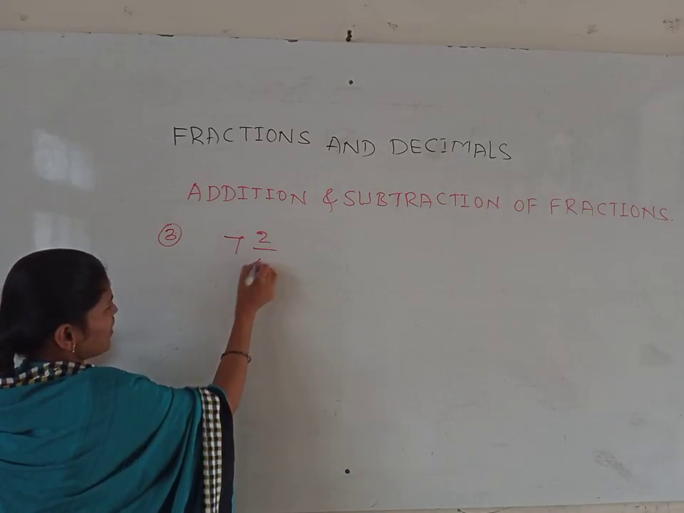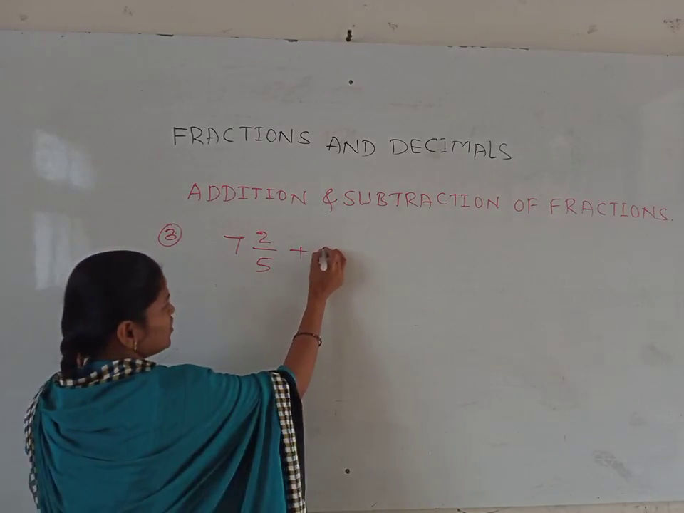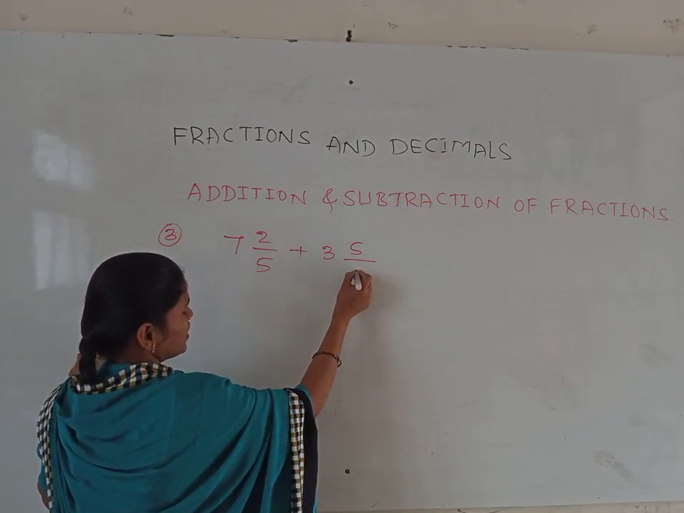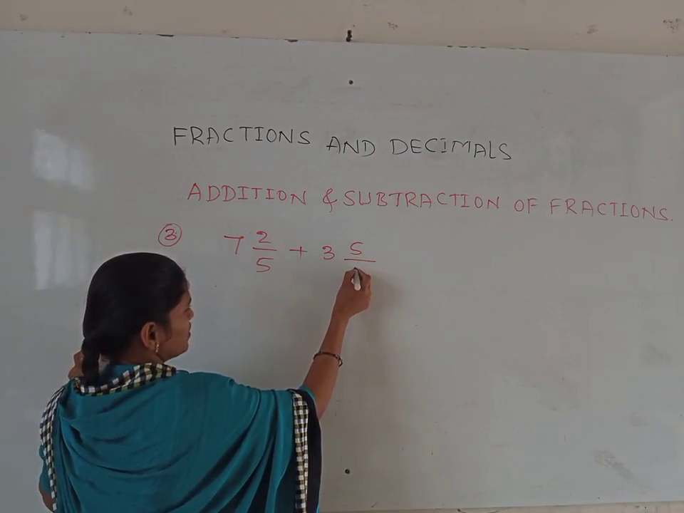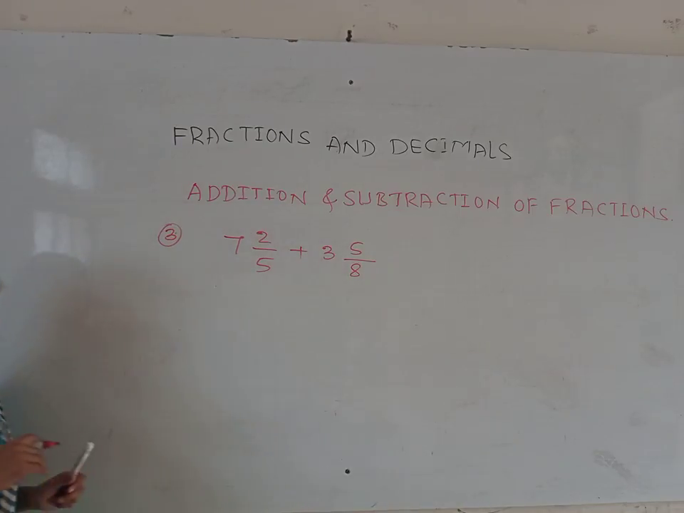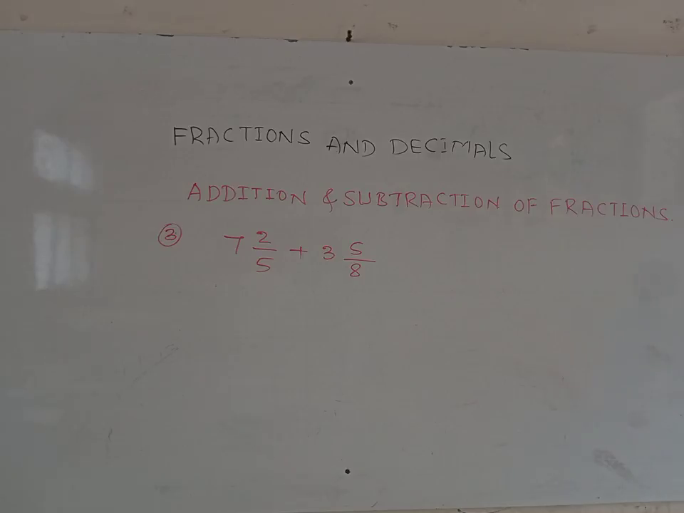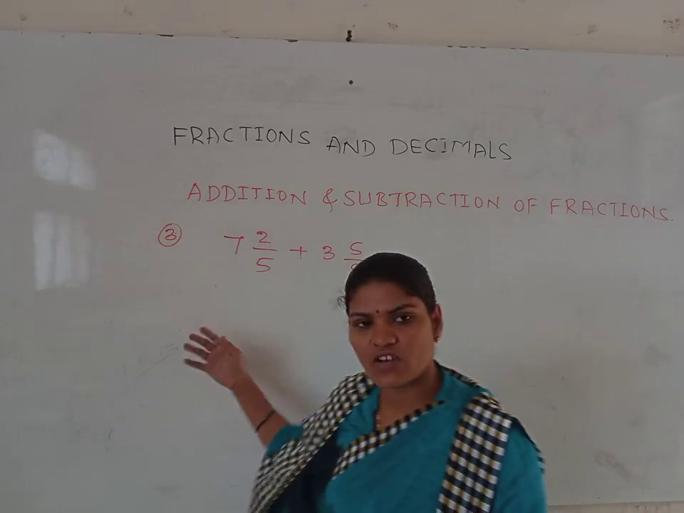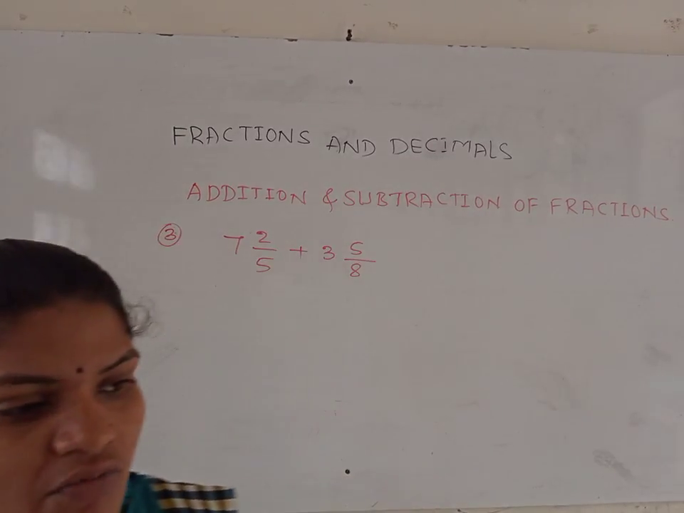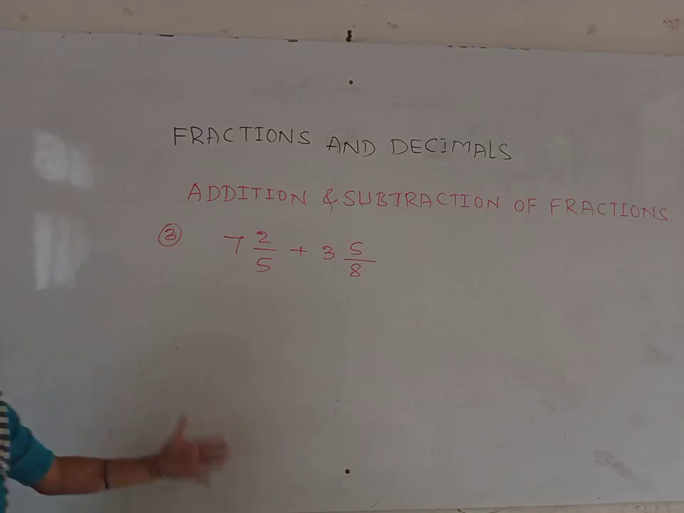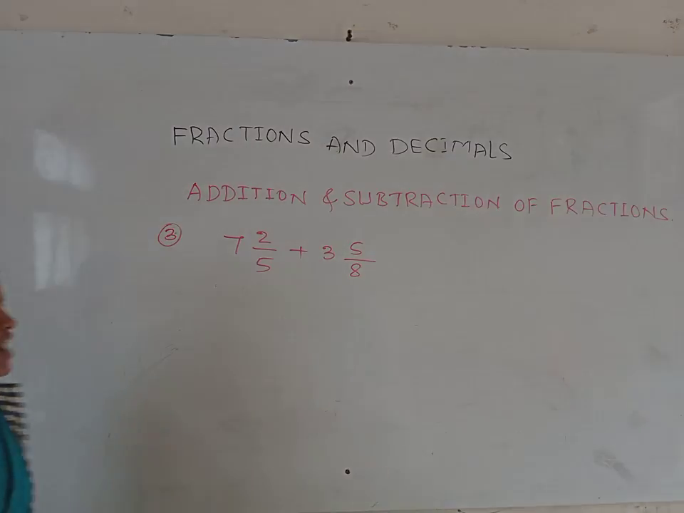7 integer 2 by 5 plus 3 integer 5 divided by 8. A little big number. 8 5s are 40, is the LCM. So solve this one. Simply sitting here is not of use. Try to solve. You can follow the second method or the first method. Which one is easy for you, you can follow that. But finally you will get the same answer in both methods. Please do it fast.